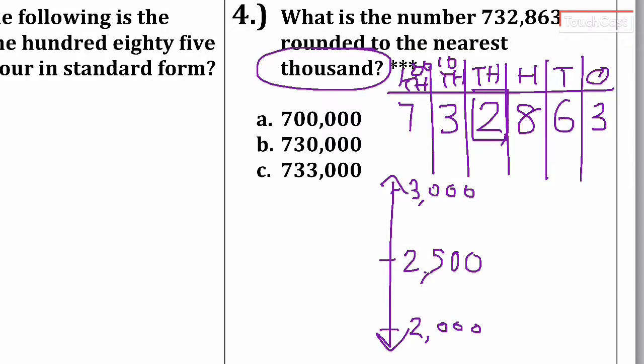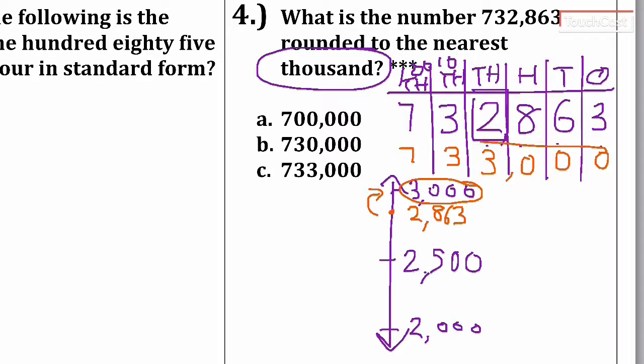And so now we're thinking about the number 2,863. Where on the number line would this number lie? Well, it would be right around here, because 2,863 is bigger than 2,500. And so this number would round to, you got it, 3,000. But it is not really 3,000. It is, and we'll fill it in, 733,000. So this would be our final answer, and match C.